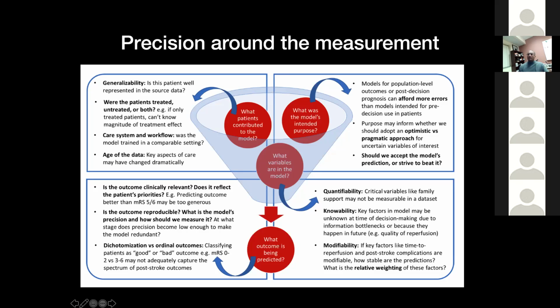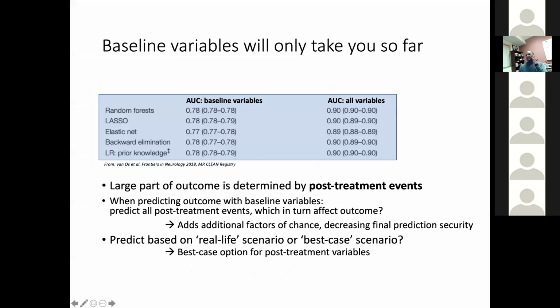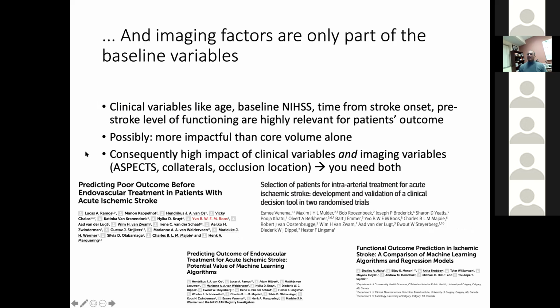So we've been thinking about this for a long time, and just as an example, Manon Kapilov prepared this slide for me. One of the things I've been thinking about for a long time is this idea that baseline variables will only take you so far, and this is AUC 0.78, 0.77, etc. And I don't really know lasso and elastic net and all these things very well. Manon made this slide, as I told you, so she was trying to teach me about it. But the point is, you've probably heard me saying this in talks before, that at the time of decision making, there is only so much information that you know, and many of the things happen afterwards.